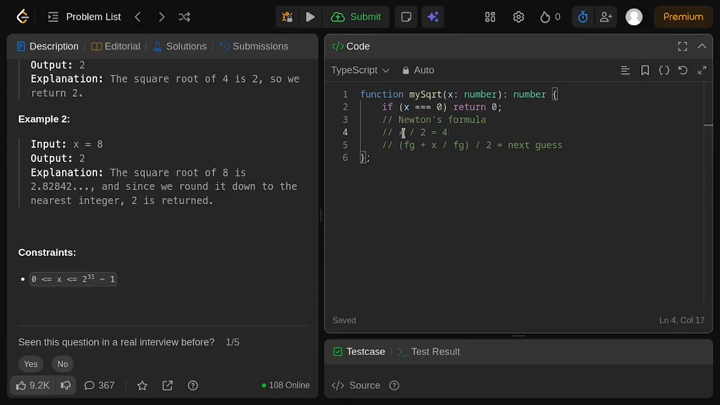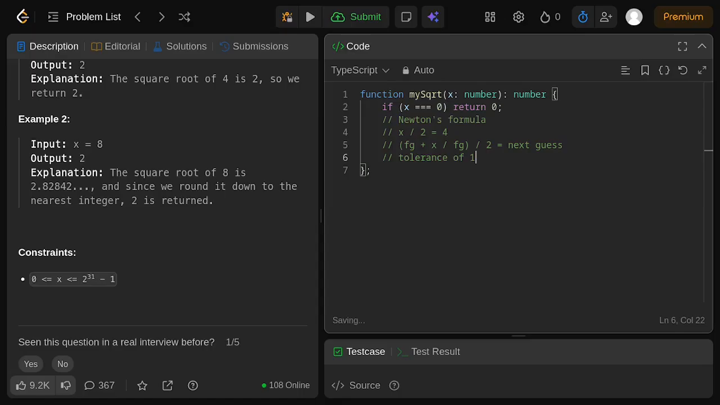And for the next guess, we take the first guess, divide the value of the square root by that guess, and then add that guess, and we need to divide the total by 2. That way we get the second guess, or the next guess, and we iterate over that each time to find out if the first guess and the next guess have a difference below 1, using the tolerance of 1.